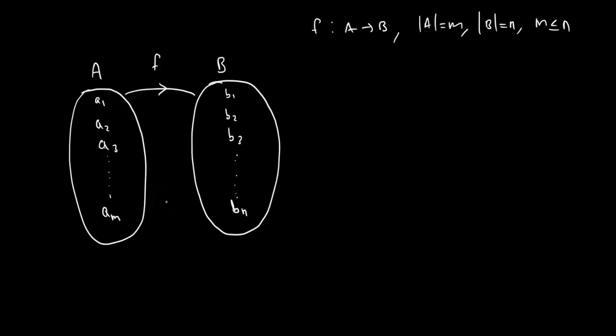So let us define a mapping f from A to B, where the cardinality of set A equals m, the cardinality of set B equals n, and also m is less than or equal to n. So the condition for a function is that every element of A has at least and at most one image in B. A is the domain here and B is the codomain.